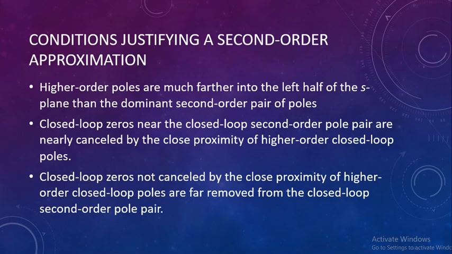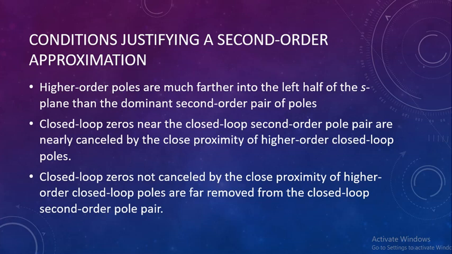So we are given conditions justifying a second order approximation. The first one is that higher order poles are much further into the left half of the S-plane than the dominant second order pair of poles. The response that results from the higher order poles does not appreciably change the transient response expected from the dominant second order poles. Second is that the closed loop zero near the closed loop second order pole pairs are nearly cancelled by the close proximity of higher order closed loop poles.